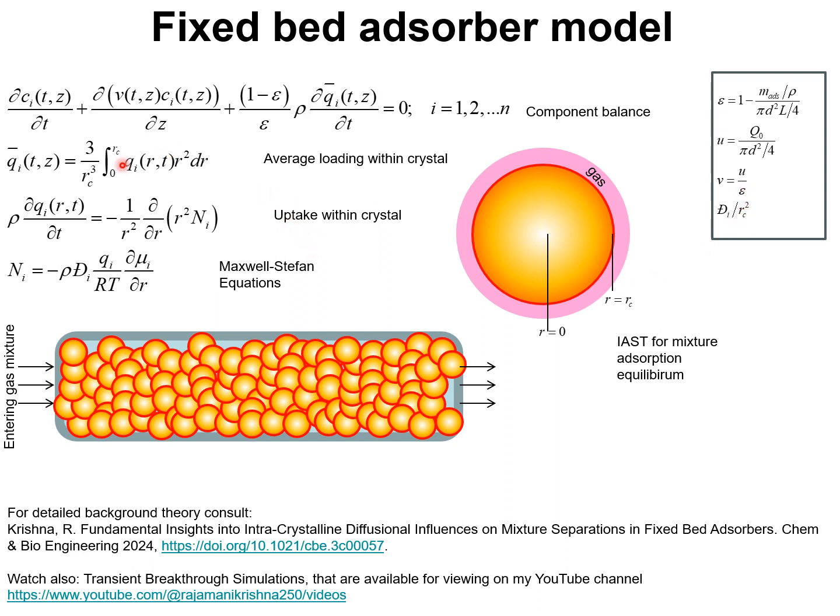Another parameter that is required in the simulations is the diffusional time constant, which is the Maxwell-Stefan diffusivity for each of the gas molecules divided by the square of the crystallite radius. Usually, the information on the diffusional time constant is not available, and this needs to be fitted to match the experimental breakthrough data.